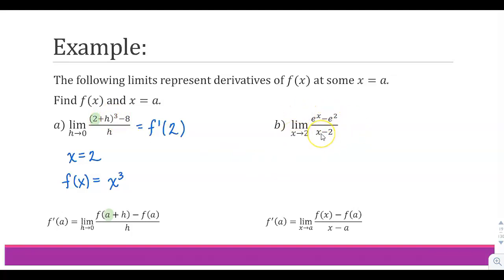And if we look at the second example, the limit as x approaches 2 of e to the x minus e to the 2 over x minus 2. Once again, we know this is the limit of a difference quotient, so it is the derivative at some value. And it's the alternate limit of a difference quotient. And I can see that the value of a is 2. I can see it in a lot of different places. That value of a is 2. So my x value is equal to 2. And I'm interested in finding f of x.